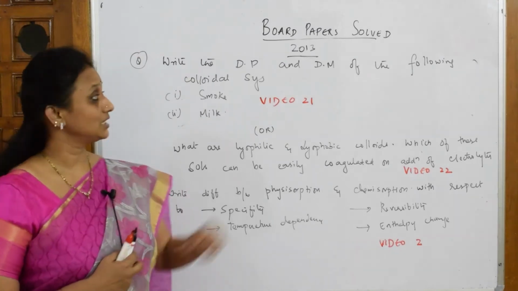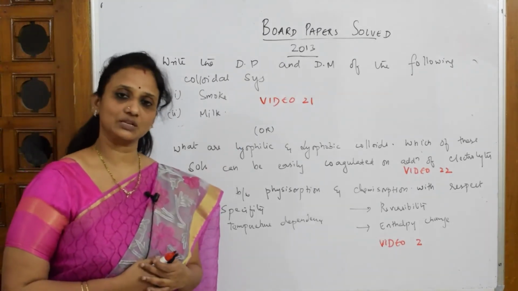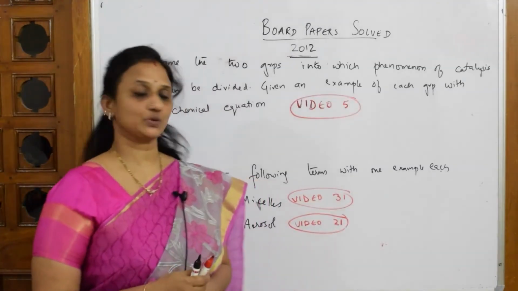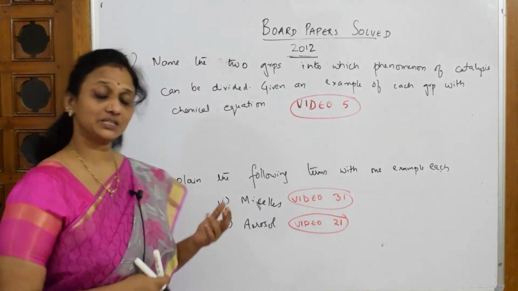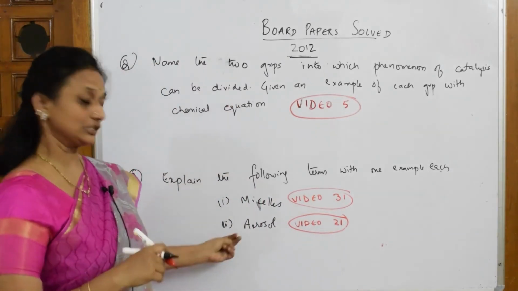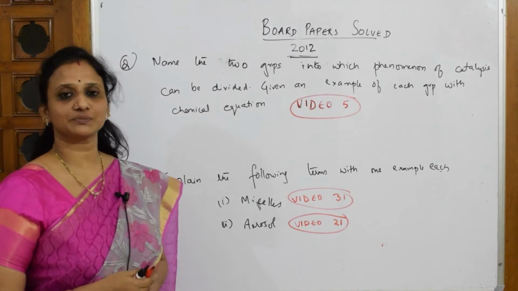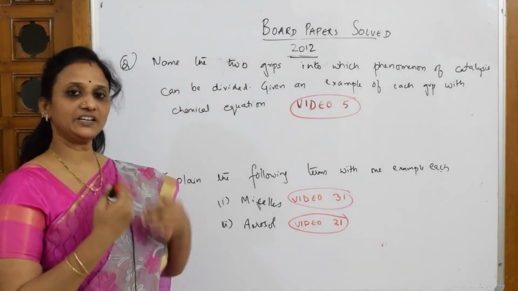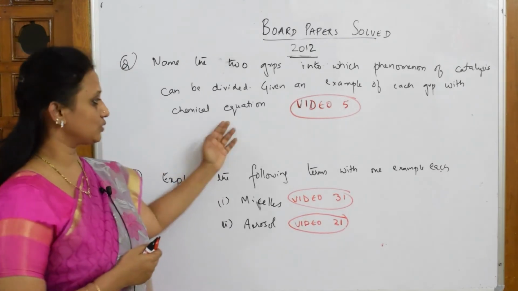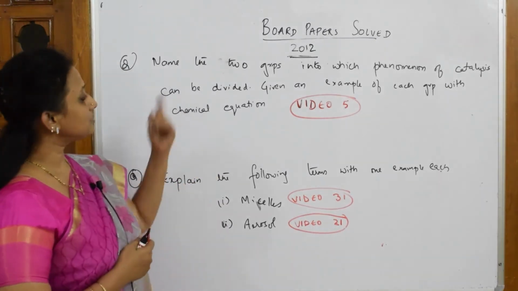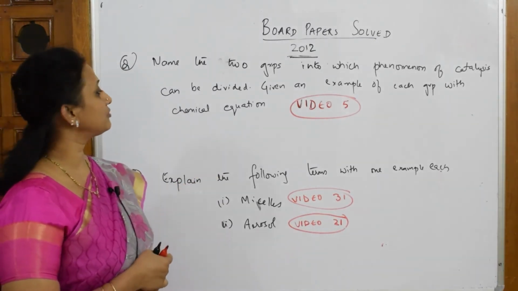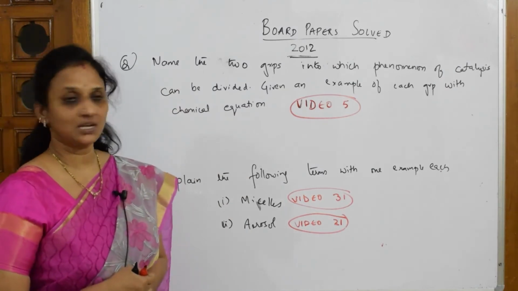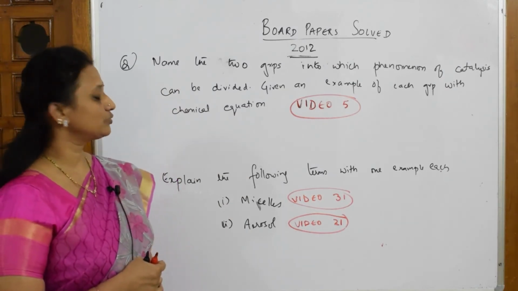That is my concept. So come back and do the 2012 paper. And do your 2012 paper. So again here, in the 2012 paper they've given 2 marks here and 2 marks here, basically a 4 marks chapter. In the earlier 2017 paper and 2016 paper, a 3 and 1 bifurcation was there. Here it is 2 and 2 marks. Let's read. Name the 2 groups into which the phenomenon of catalysis can be divided. Give an example of each group with a chemical equation.